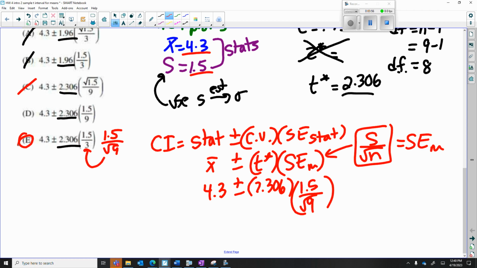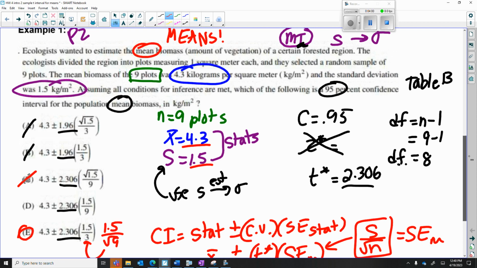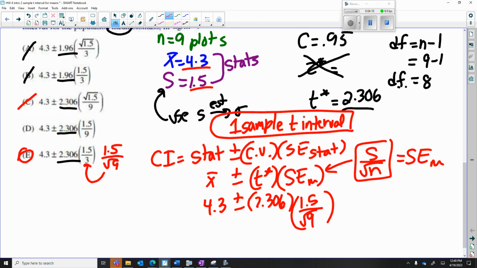Now this was a review question, and the type of procedure that we just did was called a one sample T interval for means. So why did I start with this, you ask? Well, because we're about to do something with two procedures, two sample T procedures, specifically for means, and we're going to do intervals today in this video.